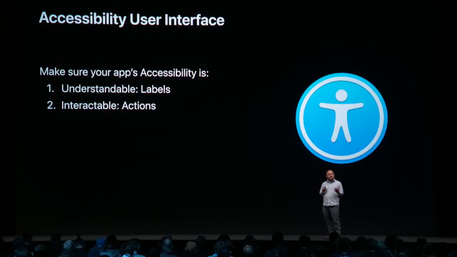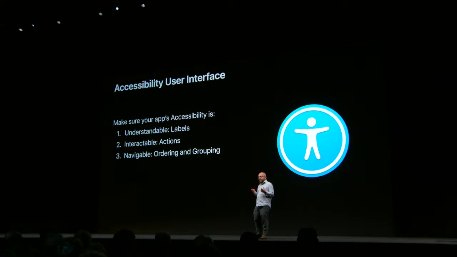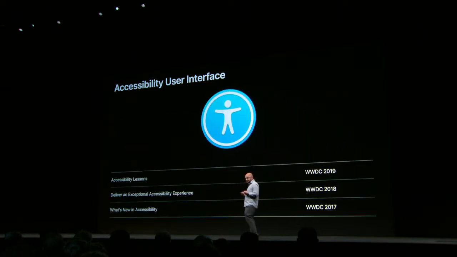Your elements should also be interactable. That means appropriate default actions and custom actions wherever they are needed. Adding that clear action to the main display, as we just talked about, is an example of this. And finally, your elements should be navigable. Carefully thinking through the ordering of your accessibility elements and grouping them as needed will really make your app more usable with our accessibility features.